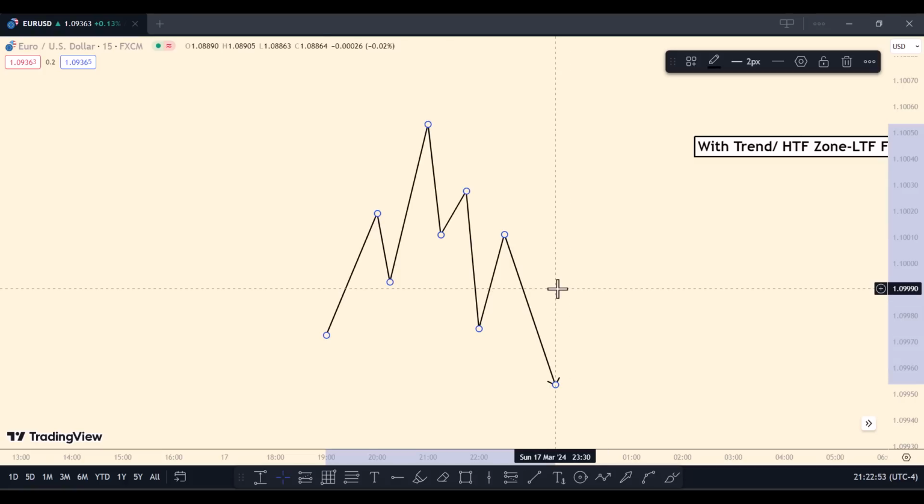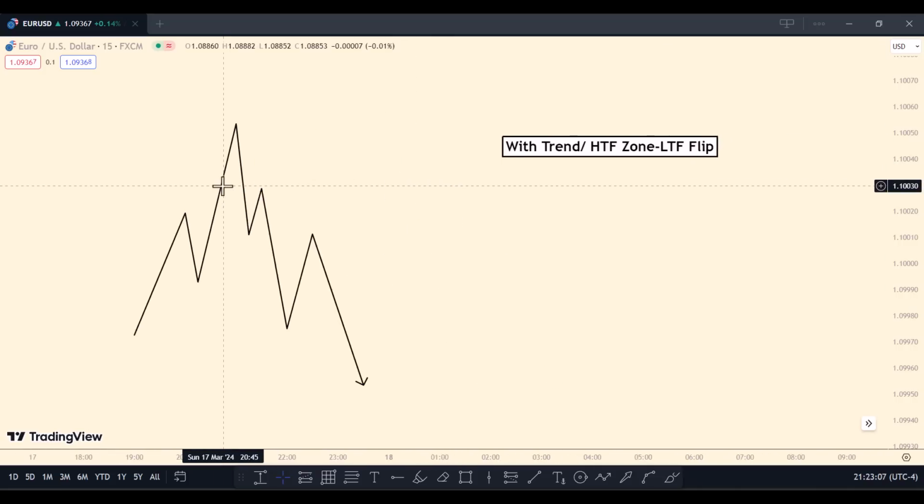All right, so this is very important, guys. These are the details that you will need to pay attention to when you are backtesting. This is the third variation. Let's put this here.